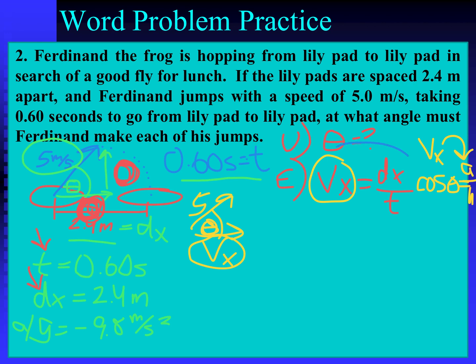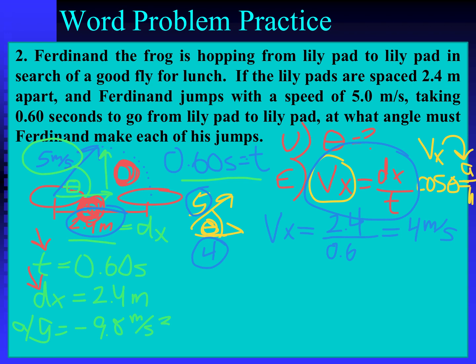First thing we're going to do is use our horizontal velocity equation. Vx is going to be equal to the range, which we already know is 2.4 meters. That's how far the frog jumps from leapfrog to leapfrog. And we know the time is 0.6 seconds. So if you do 2.4 divided by 0.6, you end up getting 4 meters per second. Now that we have 4 meters per second, we know that that is the Vx component. So I'm going to erase that, and I'm going to write in my new number of 4. Awesome. So now I have a hypotenuse of 5, and I have an adjacent of 4.